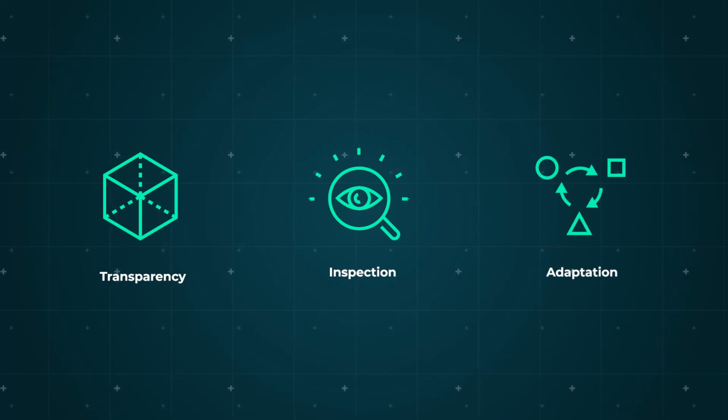Adaptation. If a member of the Scrum team or a stakeholder notices that things aren't going according to plan, the team will need to change up what they're doing to fix this as quickly as possible.